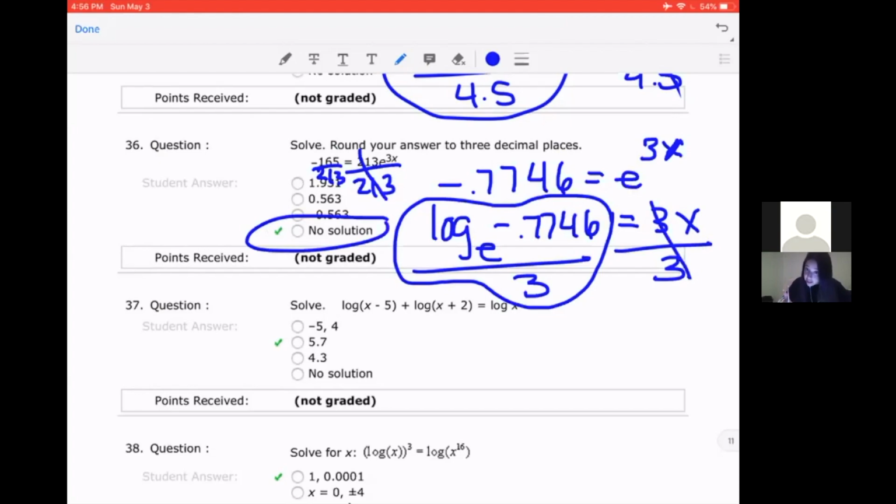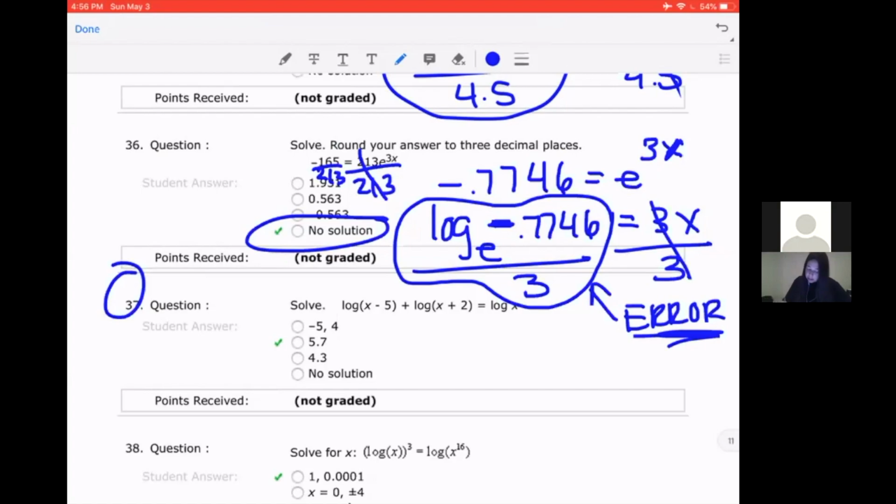The reason for that is because I'm taking a log of a negative number. And you cannot take a log of a negative number. So you can still put this into the calculator, but what's going to happen is you're going to get error. Okay, guys? So still put it in, because obviously you're not always going to get error. But in this case, when there's no solution, it's because you got an error. Okay? For number 37, solve.